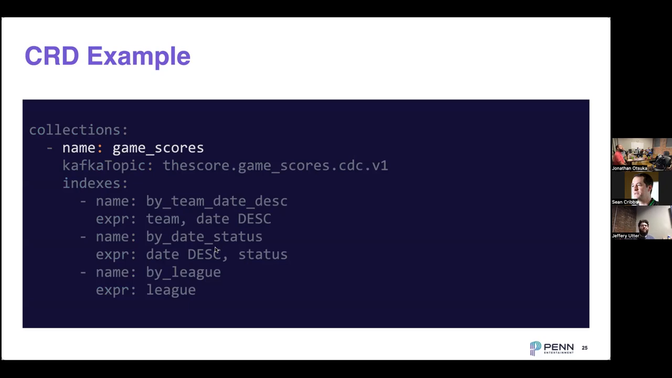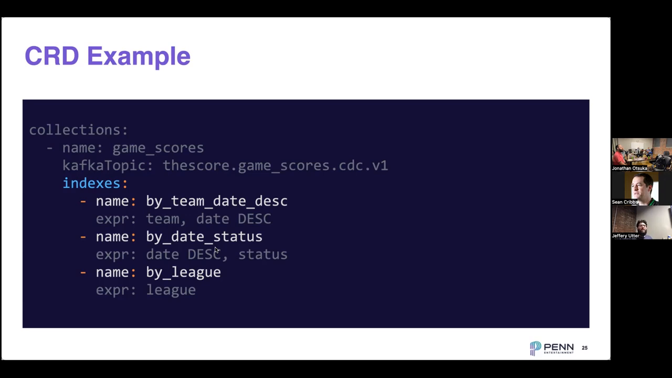So they give it a name. This is game scores. You tell it what Kafka topic you want to look at, and then what indexes you want. Teams need to know the queries they're going to make up front. We make it pretty easy for them to add indexes and remove them and change their queries as they develop. But it's not like Postgres, where you have all your data, and then you can just make whatever query you want, and maybe it's indexed or maybe it's not, and you don't really know until the performance is garbage. You have to know up front the queries you want to make.